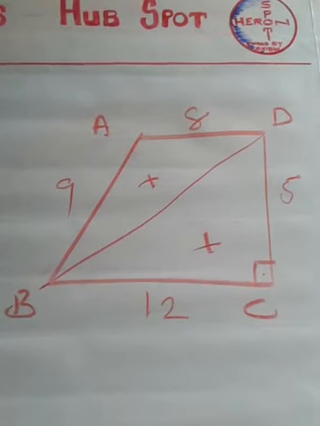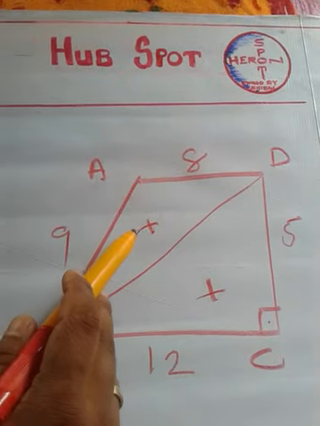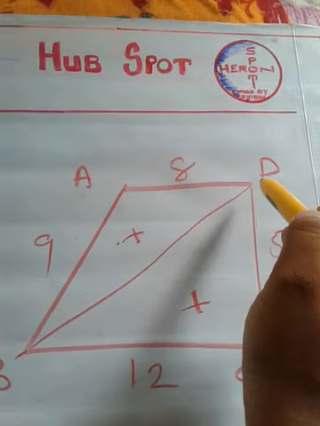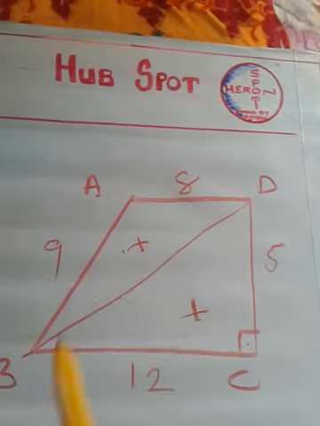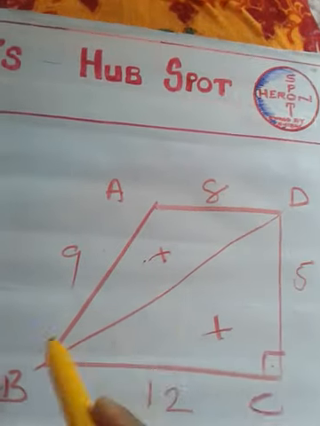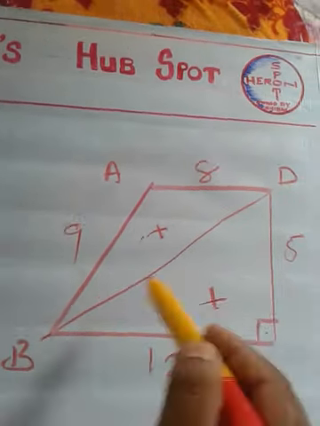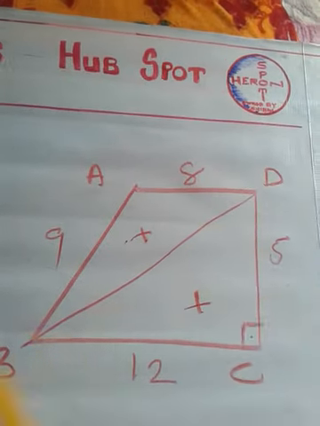But can you identify a problem here? In order to calculate the area of this triangle, we should find out what BD is, because in order to apply Heron's formula, we need three sides. Here BD is missing. BD is not given in the question. We have to calculate BD. How can you calculate BD?